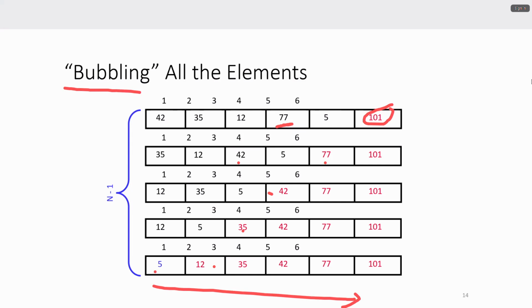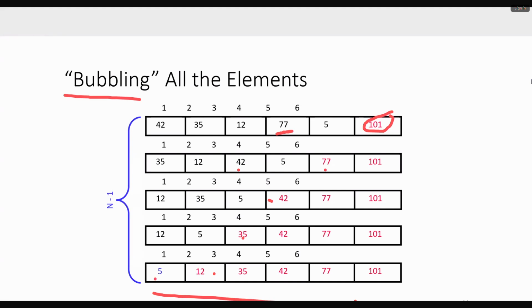Yeah, this is the bubble sort, and it's crazy simple, right? Okay. Now let's do some other sorting algorithms.